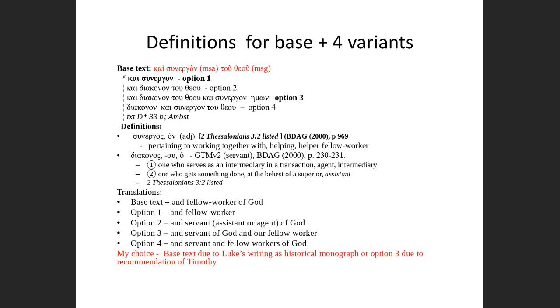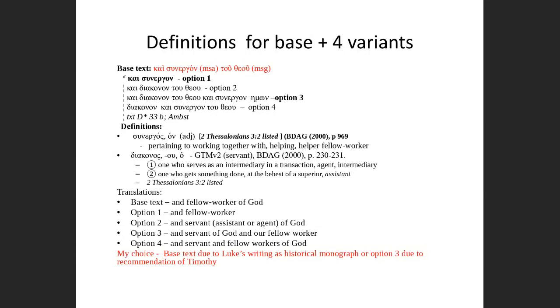So let's look at the definition of the words. Sunergon: pertaining to working together, helping, helper, fellow worker. Diakonon: one who serves as an intermediary and transaction agent, someone who gets something done on behest of a superior; assistance. So what does that give us as translations?